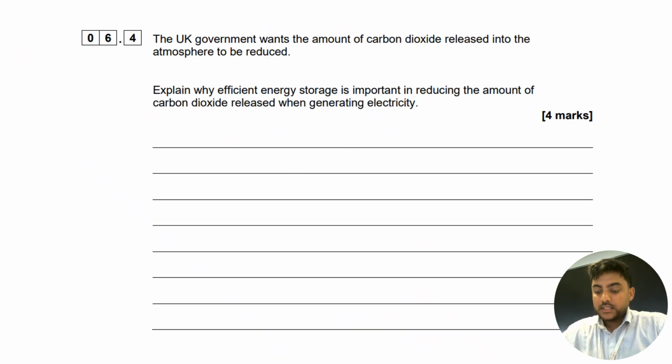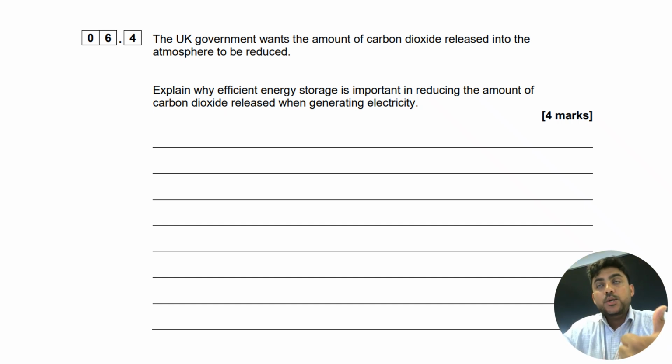The UK government wants the amount of carbon dioxide released into the atmosphere to be reduced. Explain why efficient energy storage is important in reducing the amount of carbon dioxide released when generating electricity. This is a tricky question. You need to understand what's going on here. It's asking, how do we reduce the amount of carbon dioxide that we use to make electricity? Well, what process releases carbon dioxide? Burning fossil fuels releases carbon dioxide. So the way to do that is use less fossil fuels.